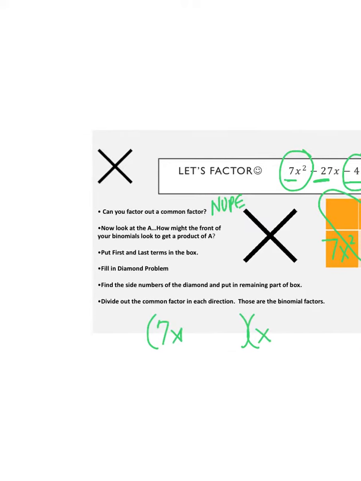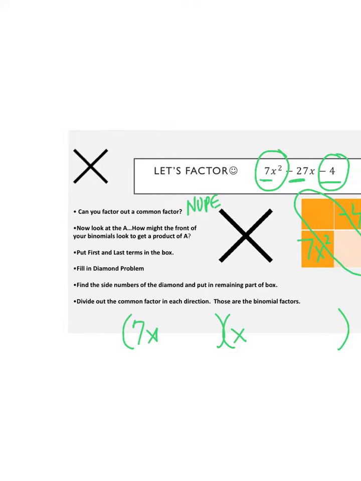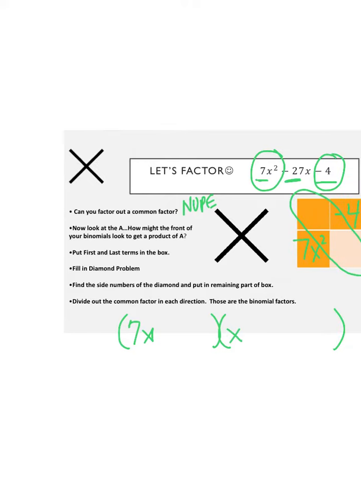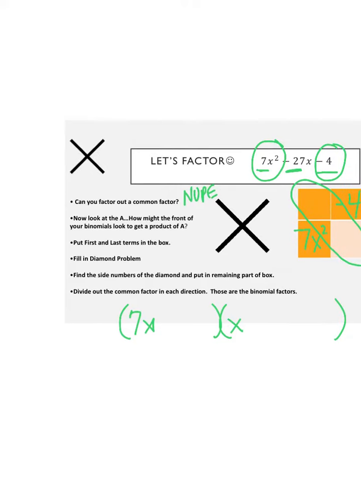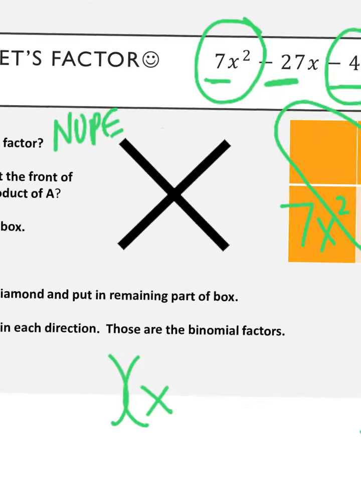We're going to go and take the a times the c, that goes on the top of your diamond problem every time. A times c, and the b term is going to go in the bottom part. So a times c on top, b on the bottom part. So we're going to go ahead and do that with our problem that we have right here.